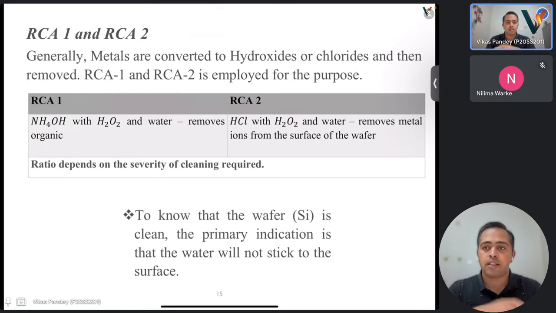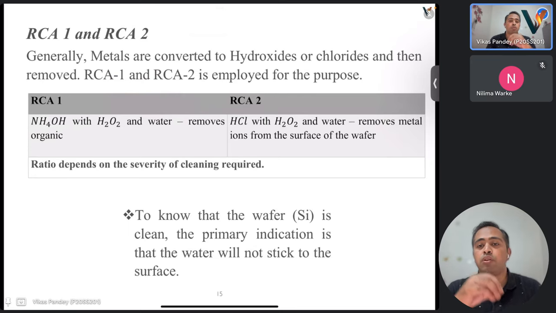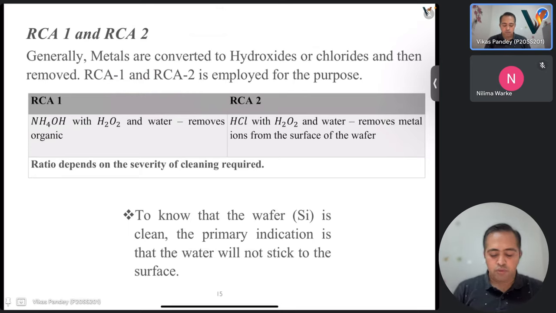The RCA process has two steps, RCA1 and RCA2. RCA1 will remove all the organic components, organic contaminants, and RCA2 can be used to remove metal ions. So this is the standard one that is commonly used. It can remove both the types. In RCA1, NH4OH and H2O2 and water, it removes organic.